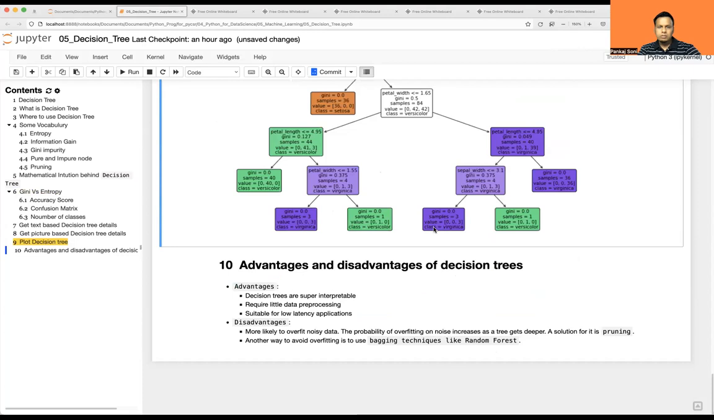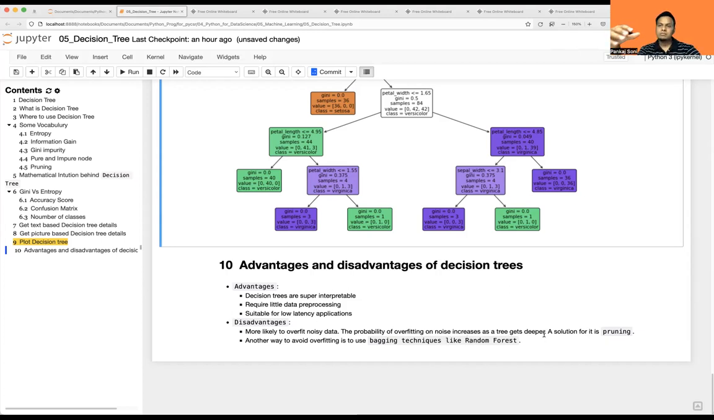Okay, so that's all about the decision tree, and I have mentioned a couple of advantages. Definitely decision trees are super interpretable, because it is like going with if-else conditions, making the judgment and creating the results. They require little data pre-processing and are suitable for low latency applications. Okay, what are the disadvantages? They are more likely to overfit noisy data. The probability of overfitting on noise increases as the tree gets deeper.